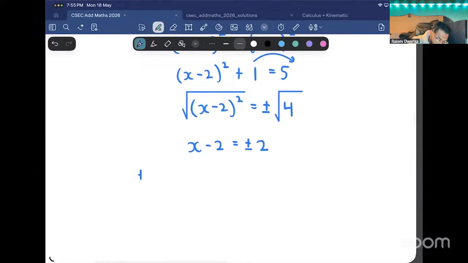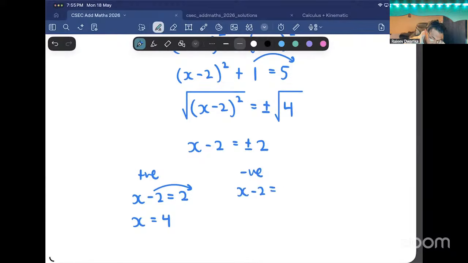So the positive solution, that'll be x minus 2 is equal to 2. When you move across the negative 2, you get into plus 2. So that'll be 2 plus 2, which is 4. The negative solution, that would be x minus 2 is equal to negative 2. When you move across the negative 2, you get into plus 2. And minus 2 plus 2 is 0.